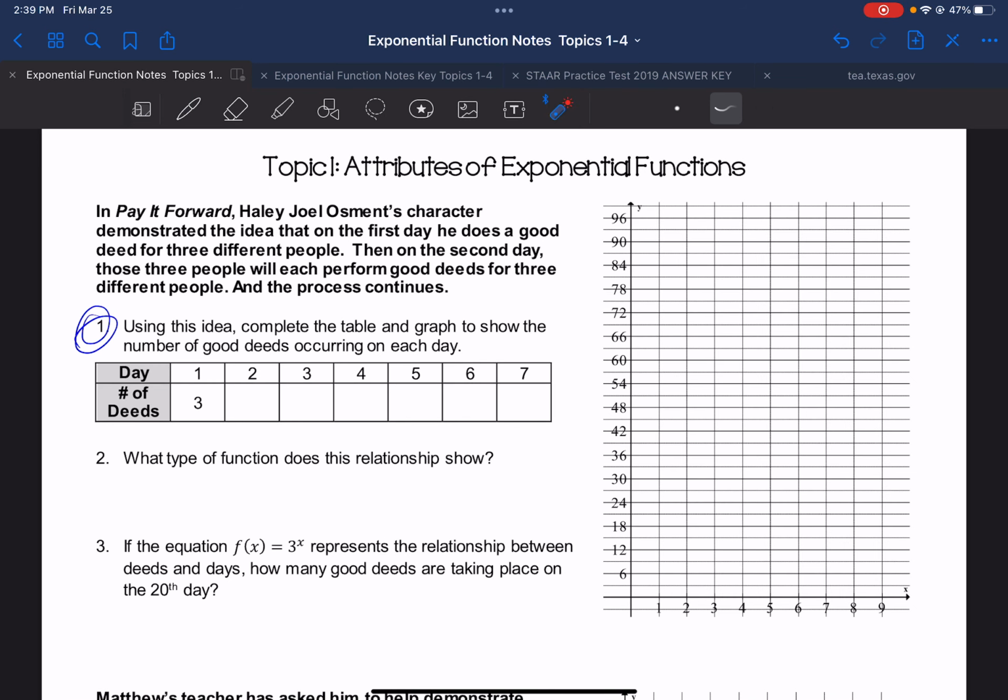Here we go. It says, in Pay It Forward, Haley Joel Osment's character demonstrated the idea that on the first day, he does a good deed for 3 people. Then the second day, those 3 people will perform good deeds for 3 different people. And the process continues. So we have to fill out this chart without actually knowing that formula they gave us. So how do we do that?